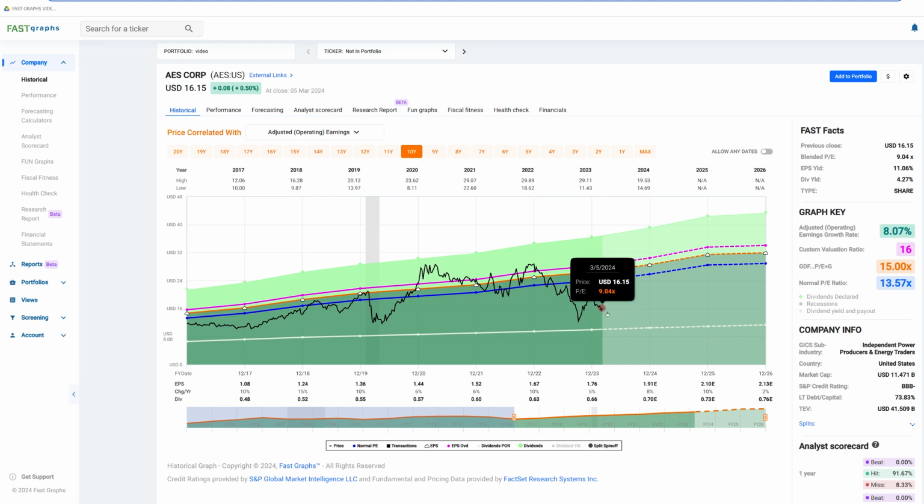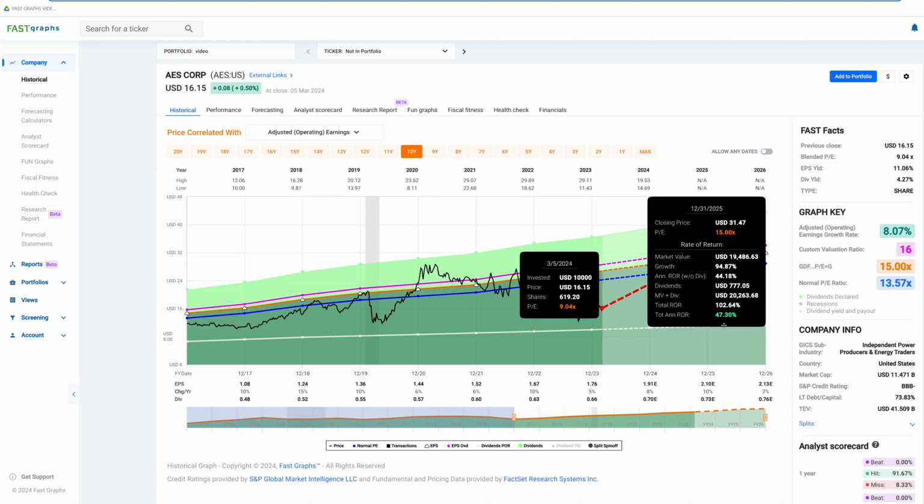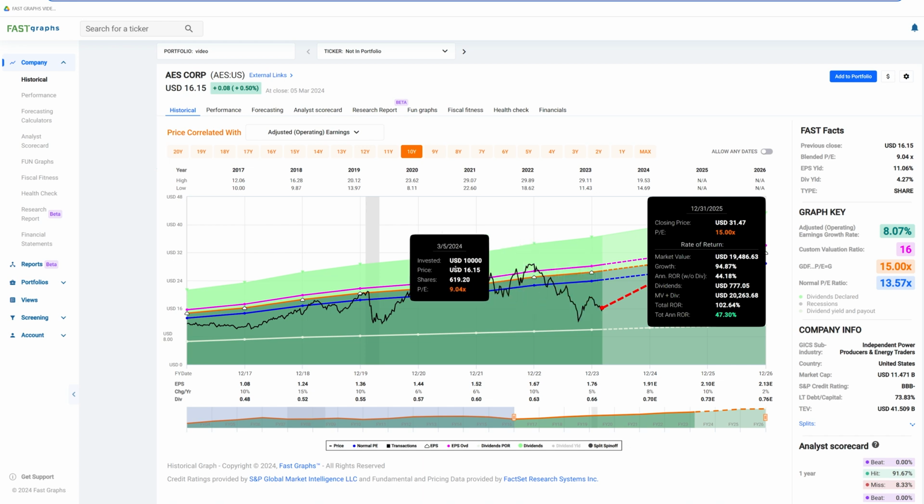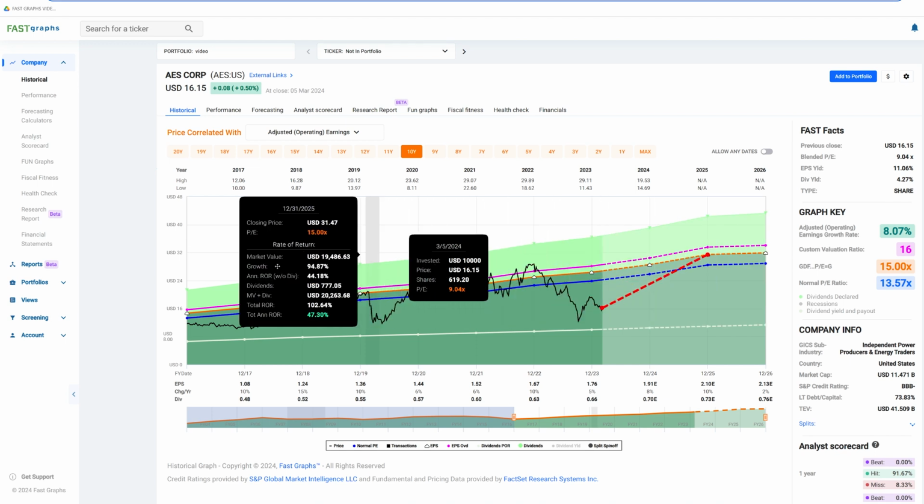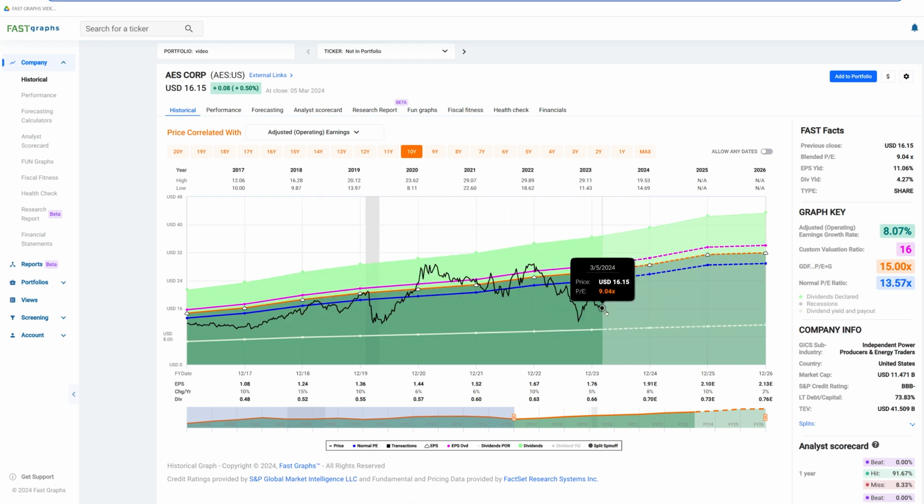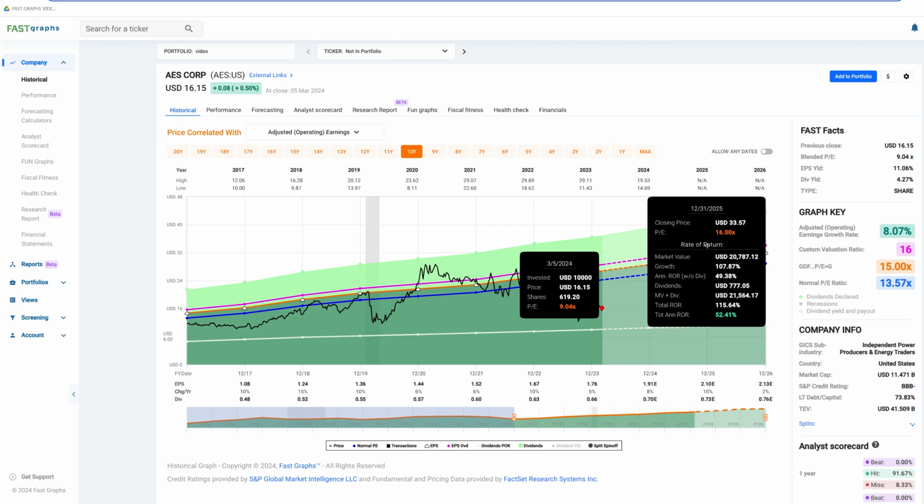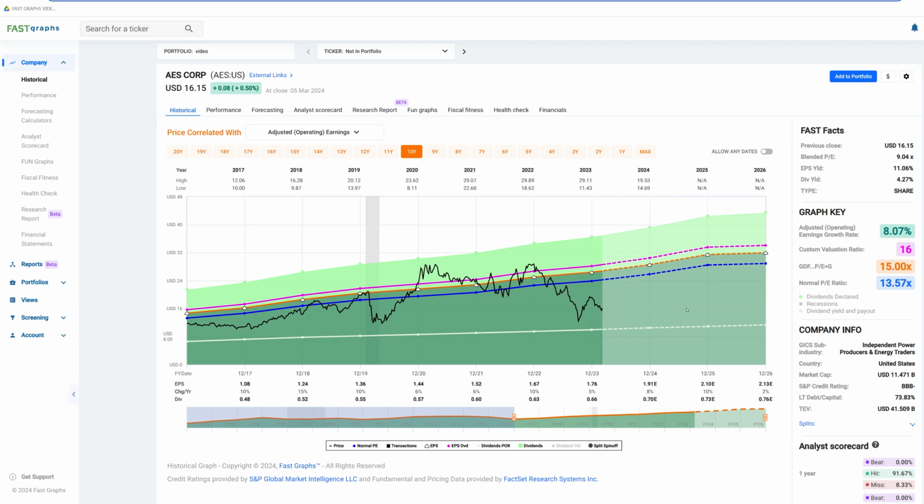money. Now, if I would have this go to its fair value PE, I would clearly double my money in that year's time frame. I would turn $10,000 into $19,000, get the same $777 in dividends, and that would average a 47.3% annualized rate of return. And of course, if I went to this higher PE ratio, then I could get 52.41 and more than double my money. My point is, you can quickly and easily run these calculations.